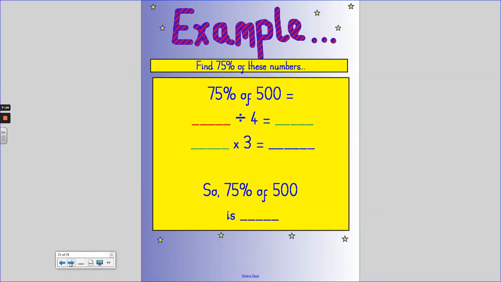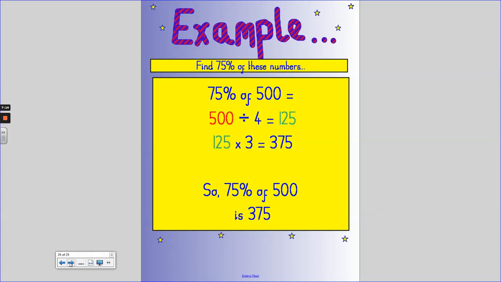Right then, it's your turn again. Have a go and see if you can work this out, and then I will go through the answer with you on the next slide. So 75% of 500 then. We take the 500 and we divide by 4, which gives us 125. We then take the 125 and times by 3, which gives us 375.